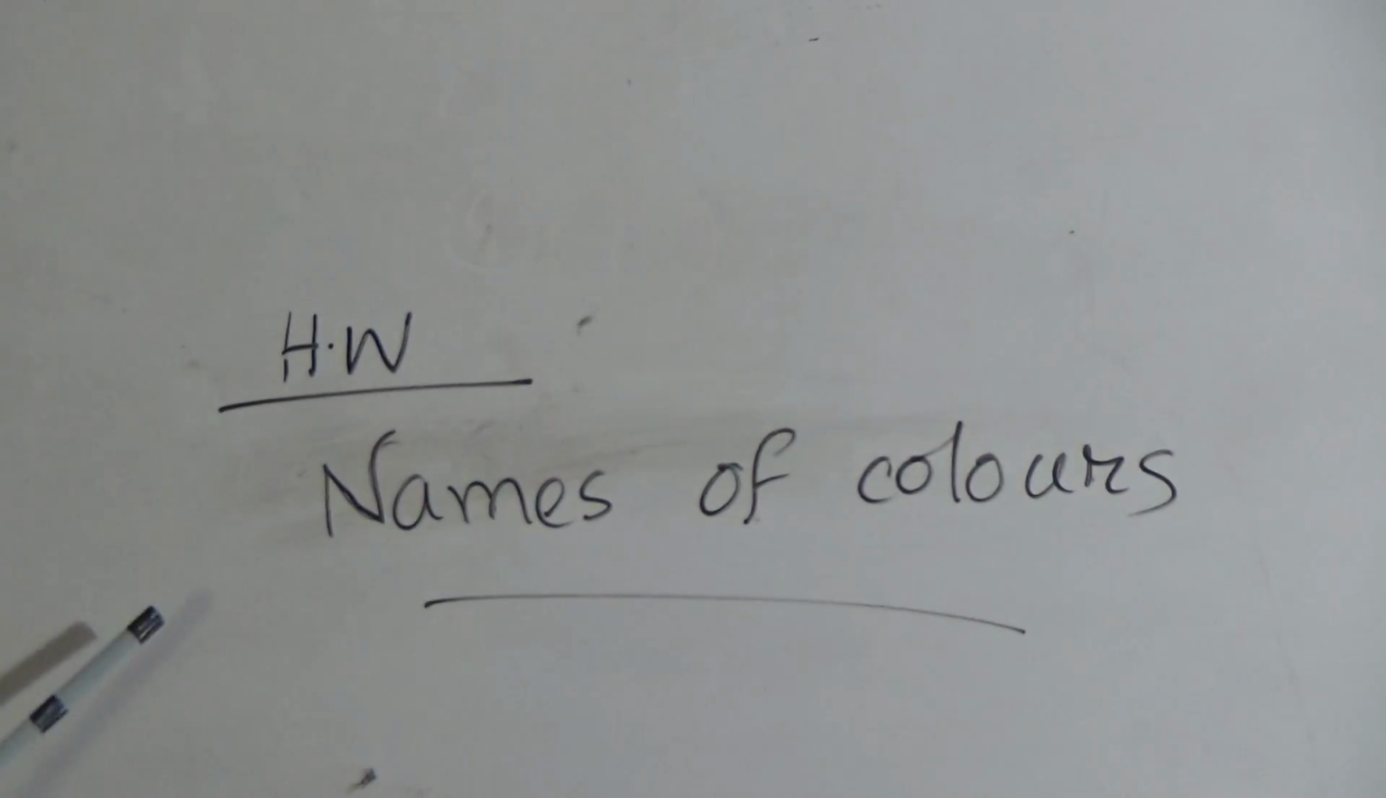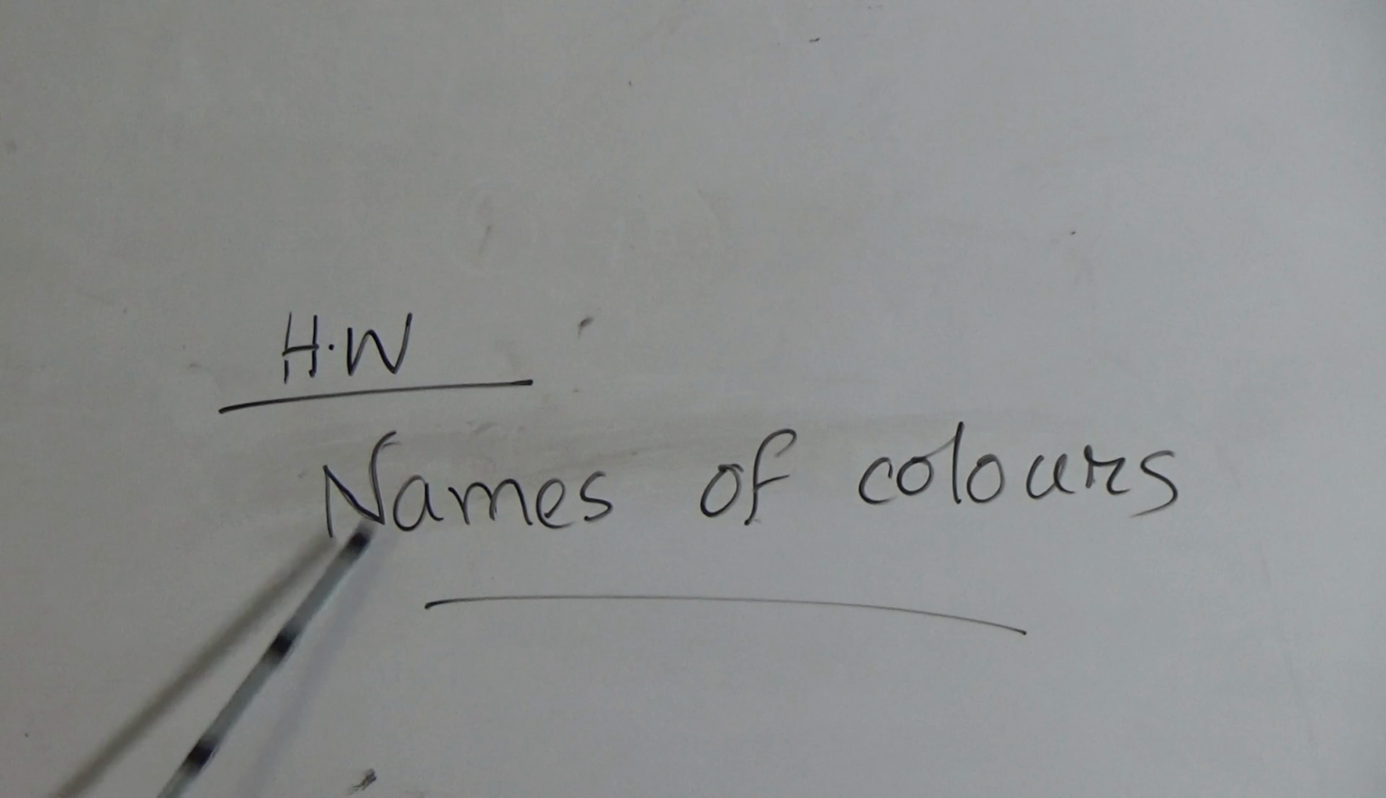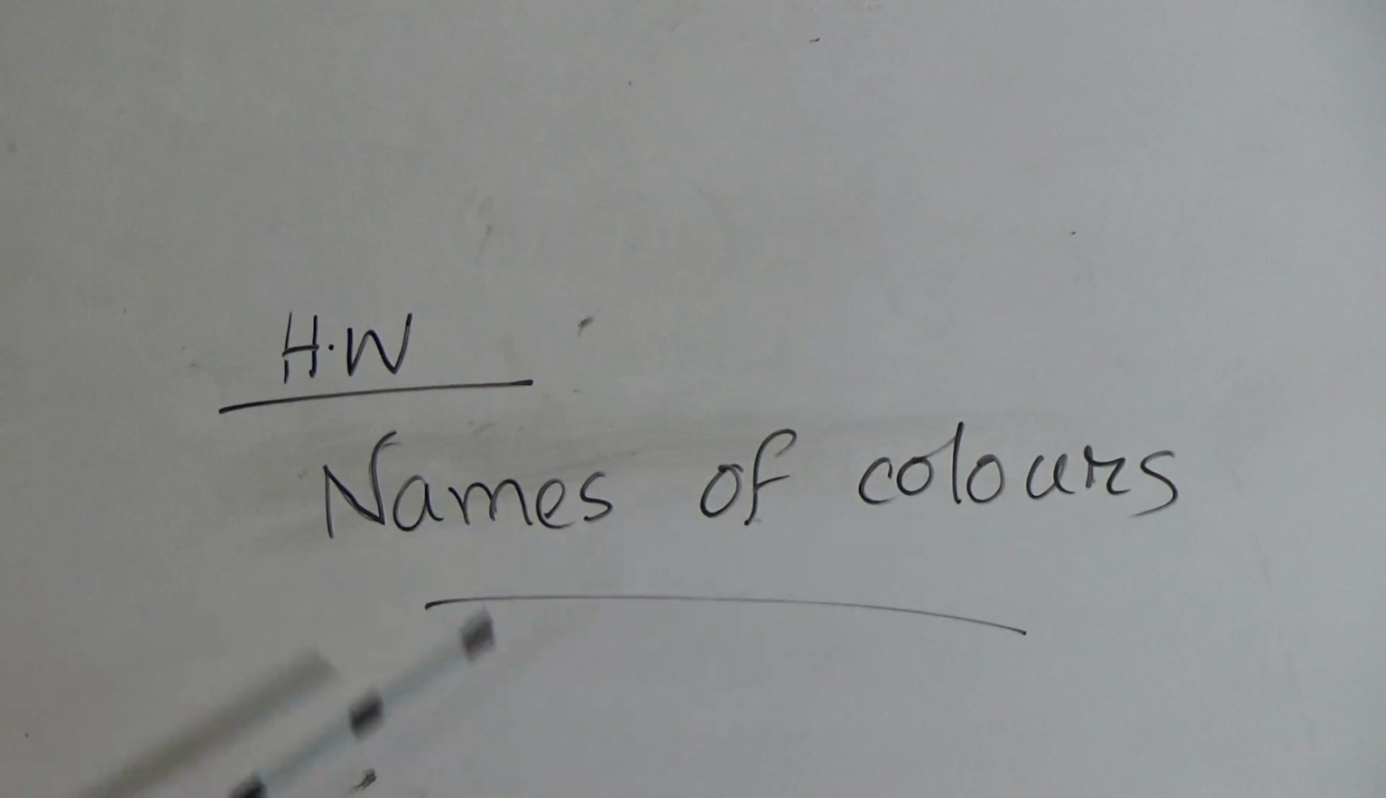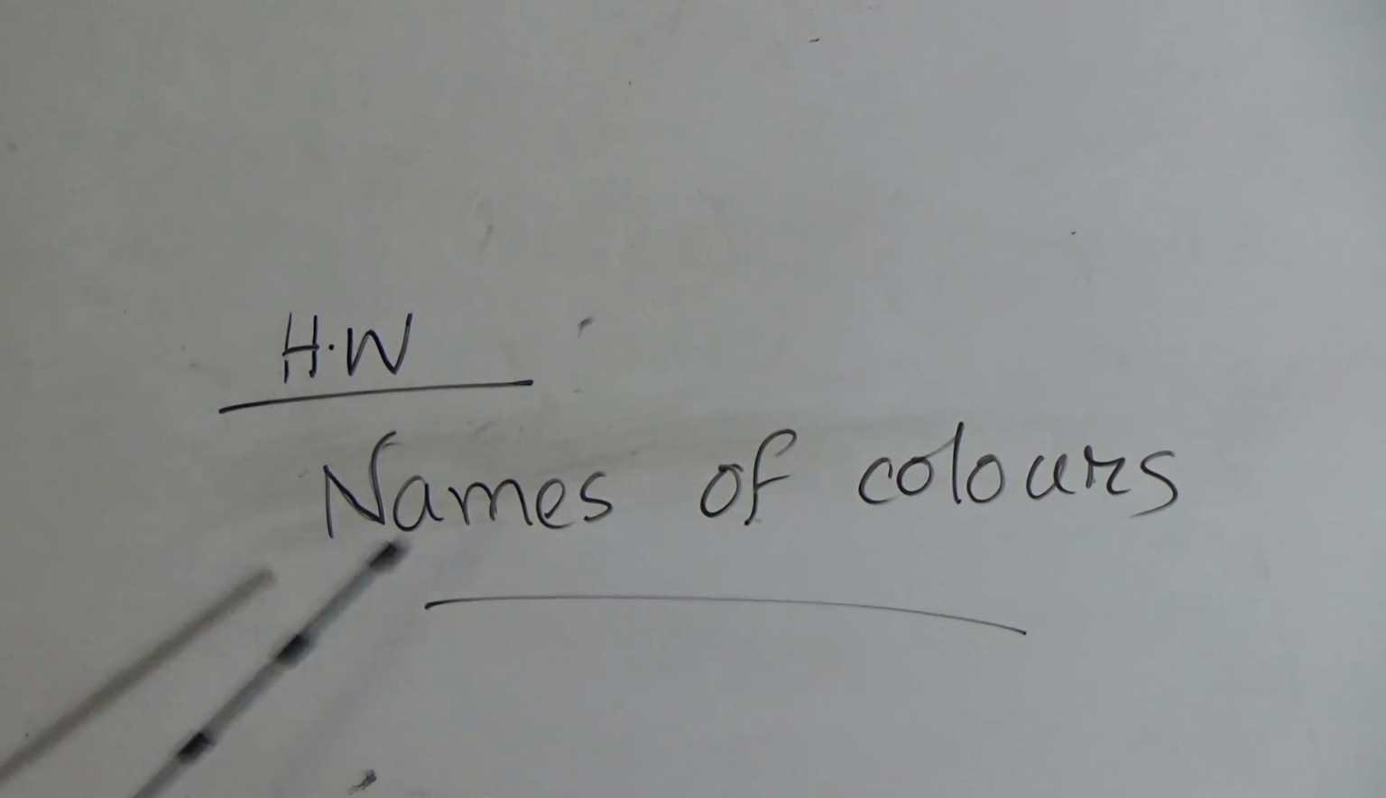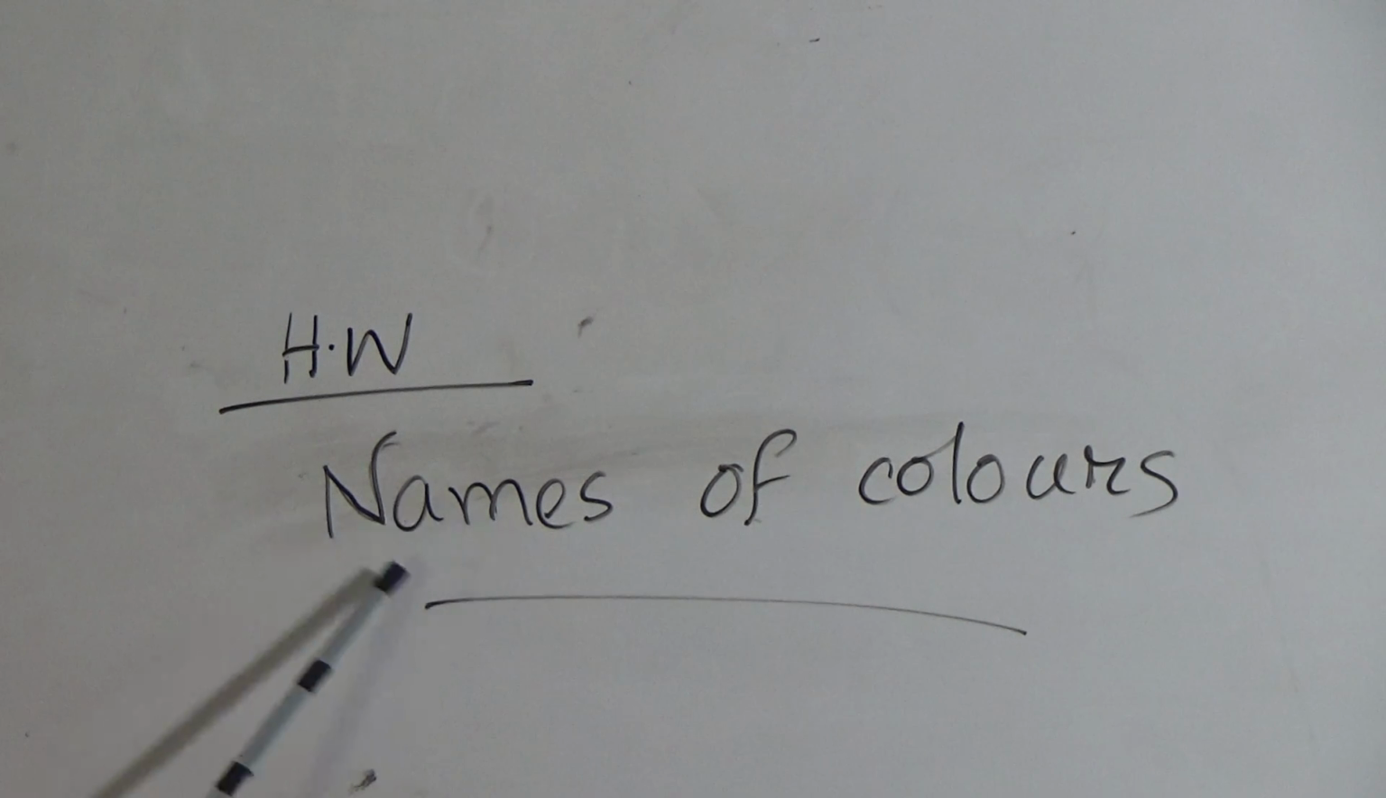And students, now it's time for your HW. Your HW number 12 is names of colors. That means 5 colors name. You have to write here 5 colors name. Names of colors. This is your HW.